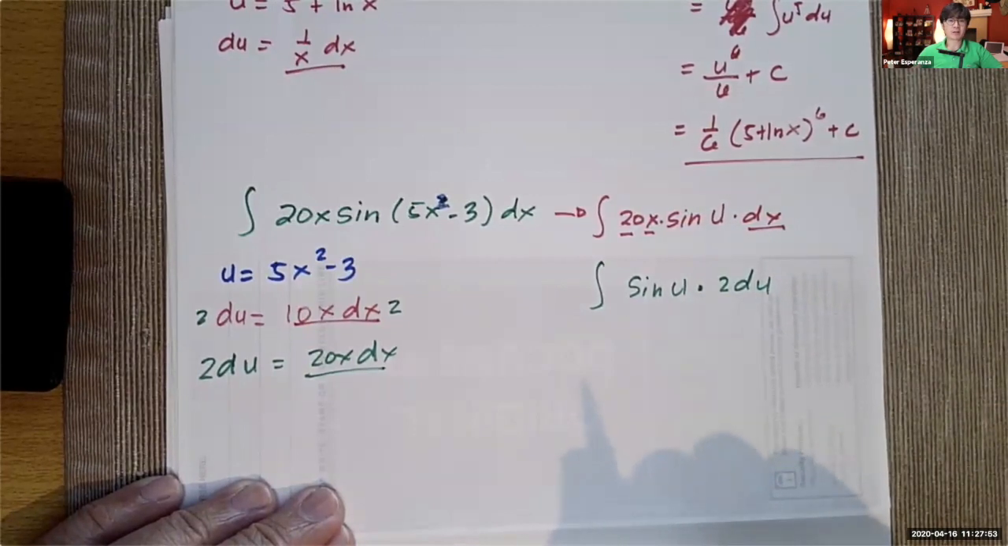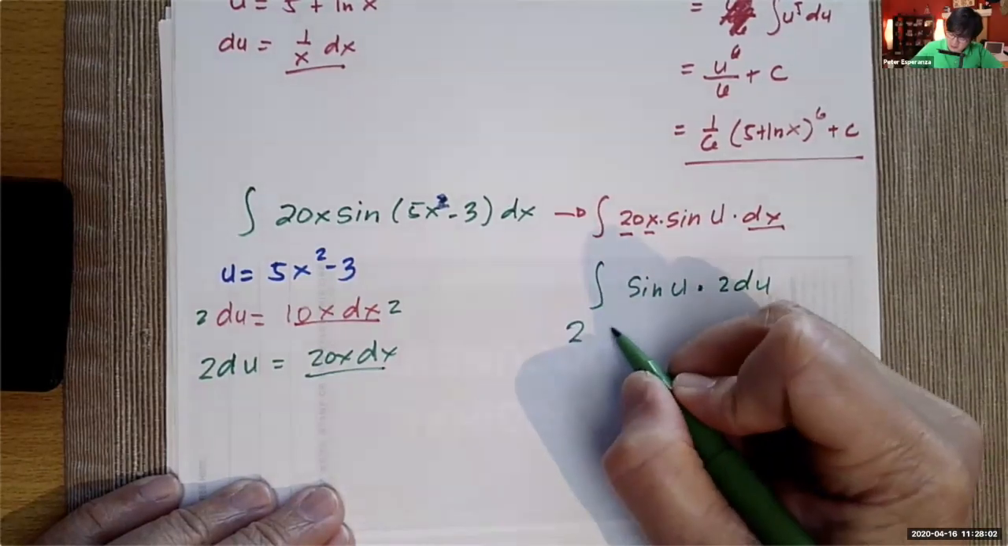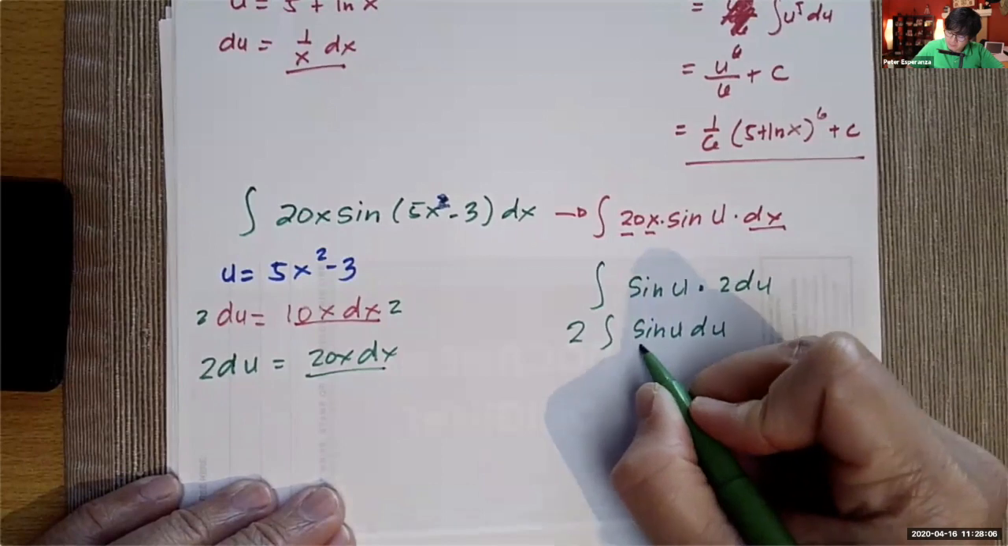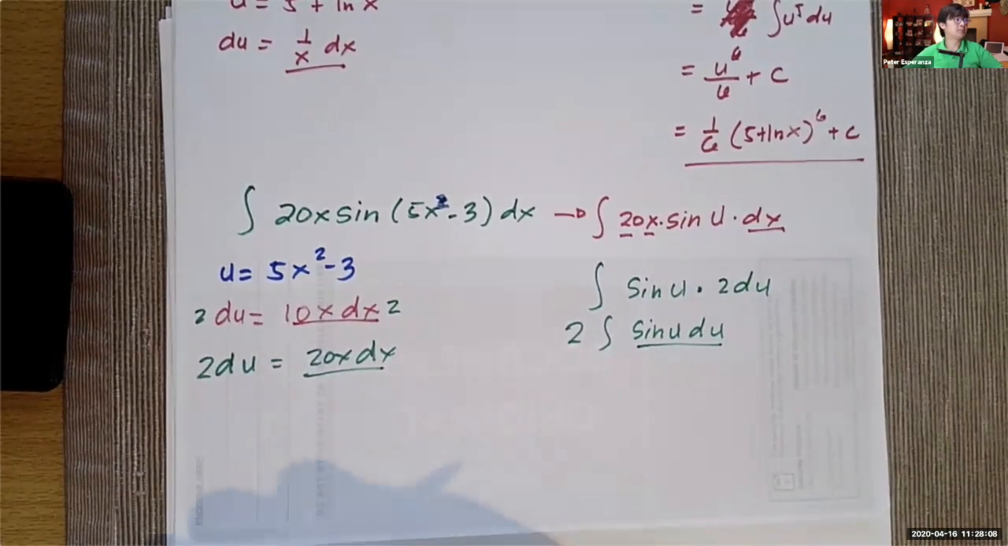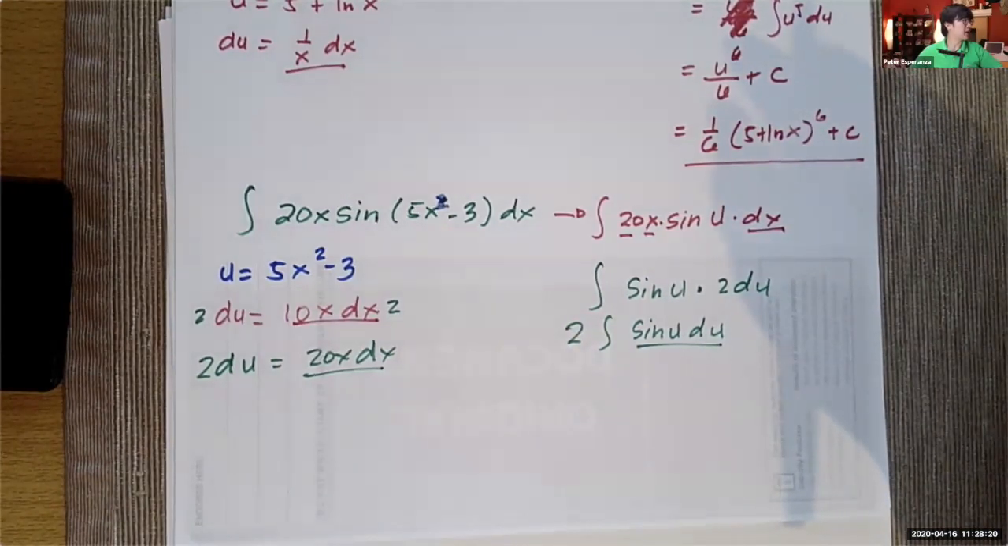Did I do it right? Yeah. What am I going to do next? Take out the constant. Yes, 2 times the integral of sine u du. Okay, now formula. What is the antiderivative of sine u du? Cosine u plus c. Is it cosine u plus c or negative cosine u plus c?